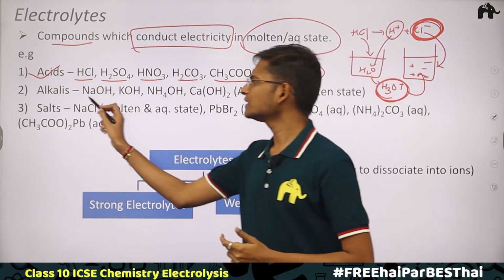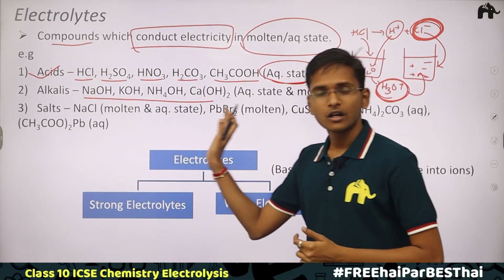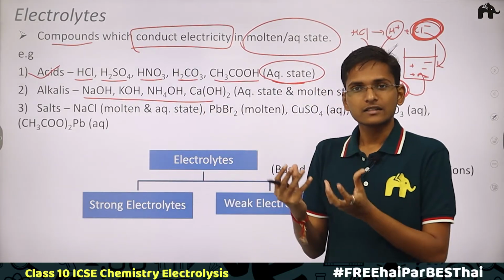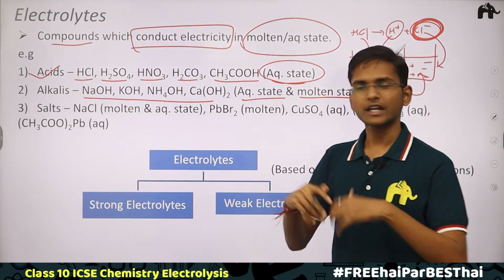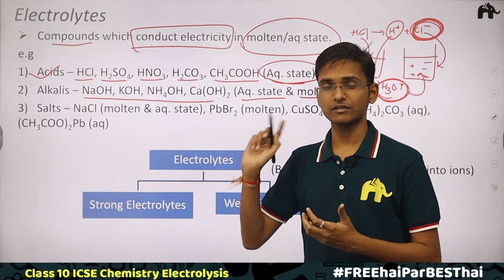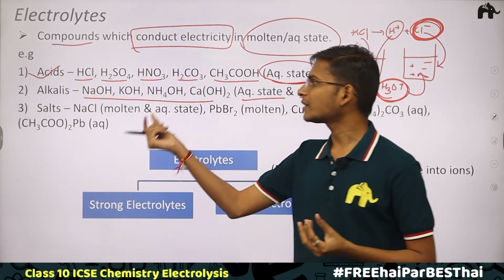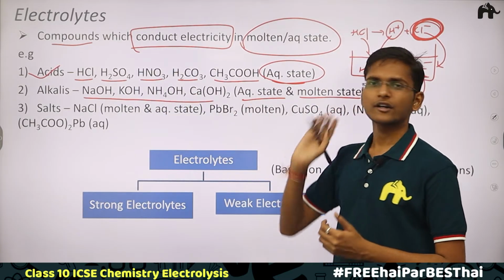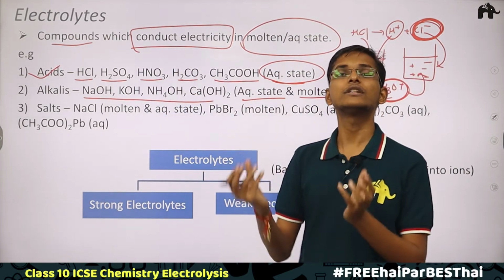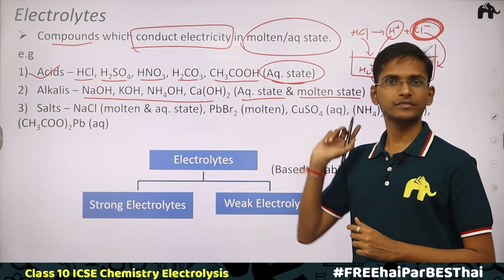In the same way, all these alkalis: NaOH, KOH, NH4OH, calcium hydroxide, also form ions in both their aqueous state and molten state. How they form ions, we have also studied. NaOH gets dissociated into its ions, Na+ and OH- ions. In the same way, KOH, NH4OH and calcium hydroxide also get dissociated into their ions in the aqueous state as well as in the molten state. Clear?